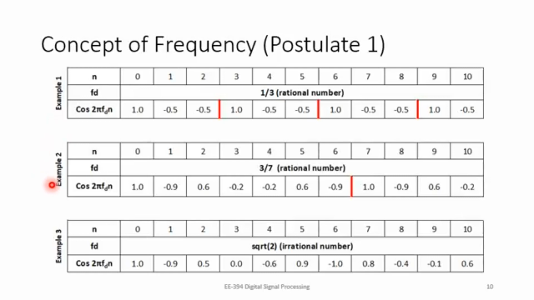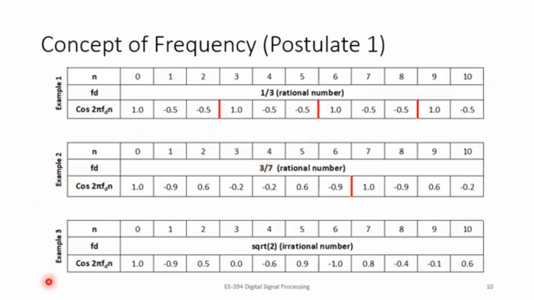Now in example 2, everything is the same except FD is now 3 upon 7, which again is a rational number. So with 3 upon 7, the values come out to be 1, minus 0.9, 0.6, minus 0.2, minus 0.2, 0.6, minus 0.9, and then they start repeating themselves as 1, minus 0.9, 0.6, minus 0.2, and so on. So the periodicity is 1, 2, 3, 4, 5, 6, 7, and here the denominator is 7 as well. So this signal is also periodic, and we see that the frequency is a rational number.